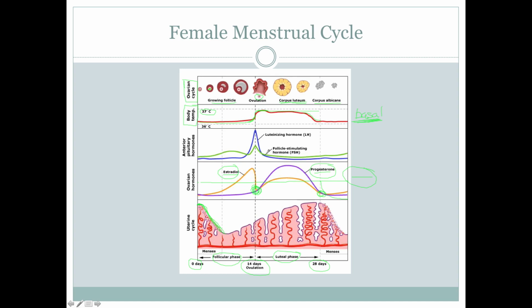Why does the egg get released? Why does the corpus luteum form? Why do these follicles start to grow? Well, that's because of anterior pituitary hormones. During the follicular phase, the things that are made by the pituitary, luteinizing hormone, which is named for what it does, and follicle stimulating hormone, they're not very high.